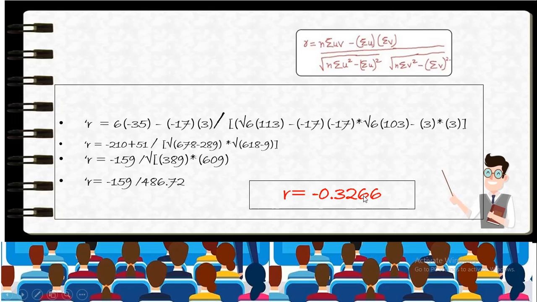0.3266, which says there is poor negative correlation between variable x and variable y. It is a negative correlation because the sign is minus, and poor because it is less than 0.5. So we can conclude that between variable x and variable y there is poor negative correlation.